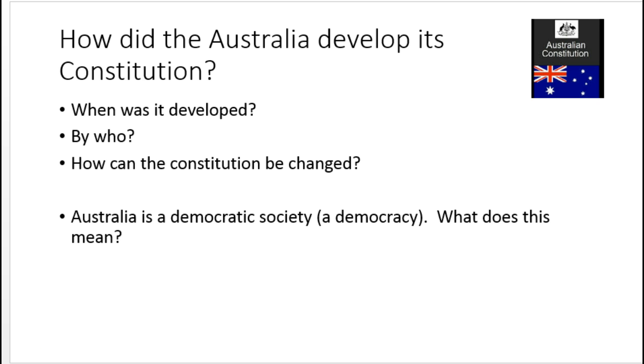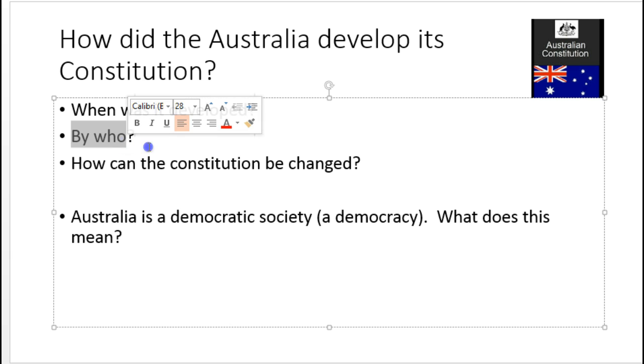Now, by who? Who did it? Okay, this is when a representative from each of the colonies was sent to the Corowa Conference, and they were working out for a long time, several years, how the government should be run. So it was those representatives from the colonies and several other people in power at the time who got together to write our Constitution.